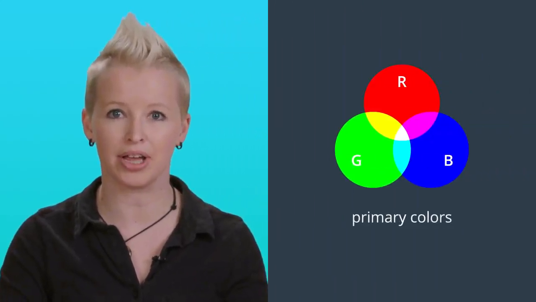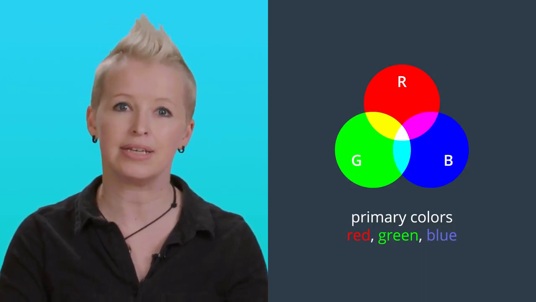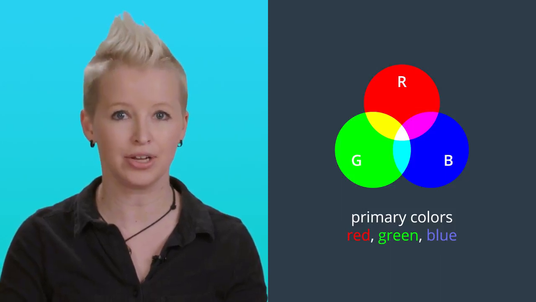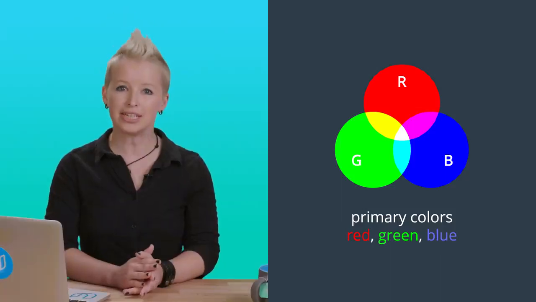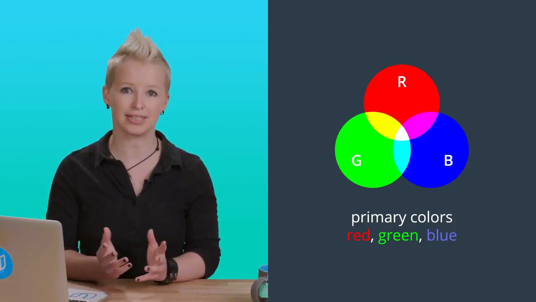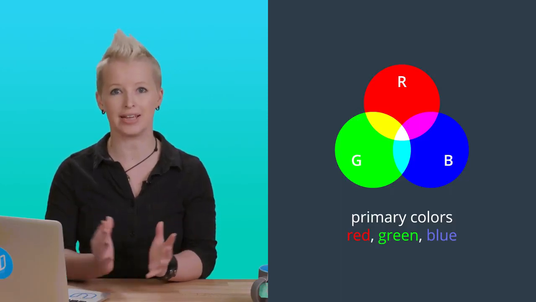Computer screens make all their colors by mixing the primary colors of red, green, and blue light. And that means that we can describe any color as a mixture of particular amounts of red, green, and blue. For each of the primary colors, we can say how much of that color we want in the mix, anywhere from 0 to 100% of full brightness.